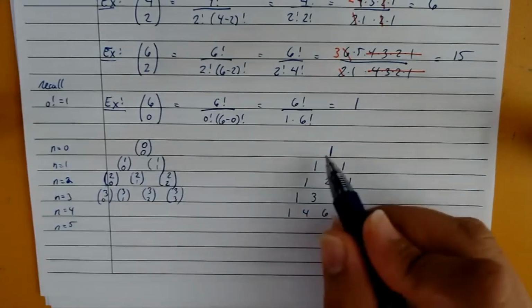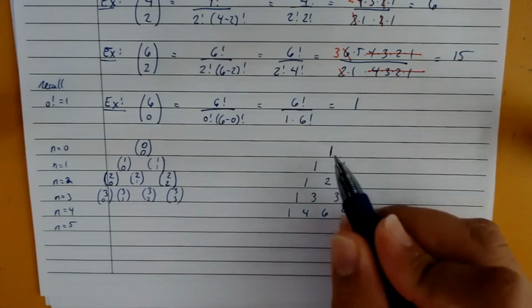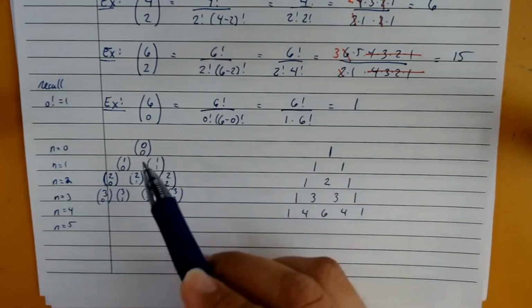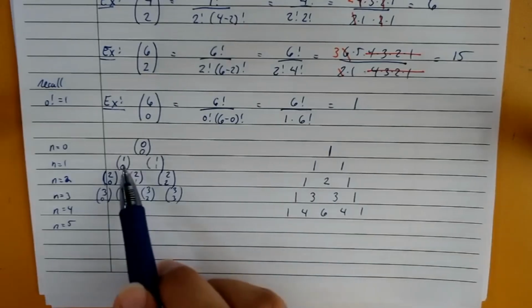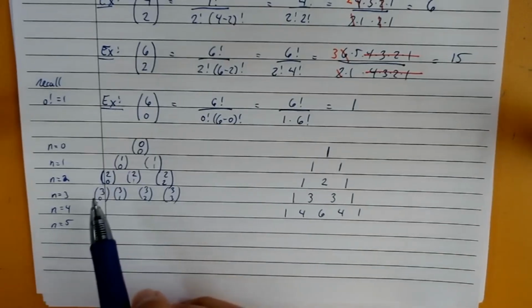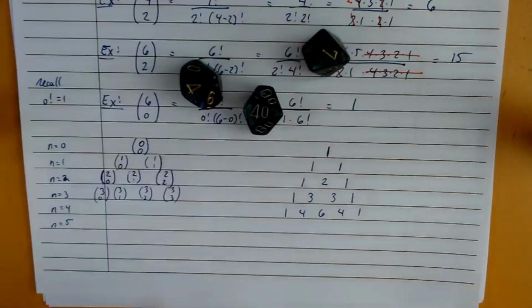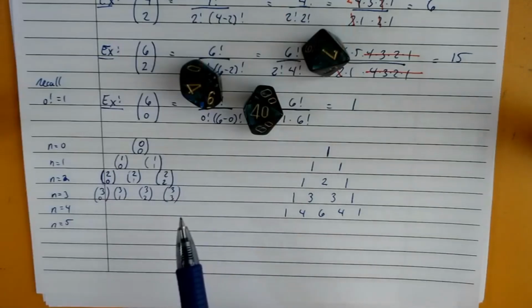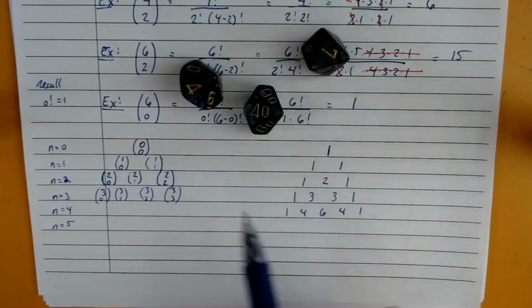All right, so the pattern is this. Notice that on the outside you always have the number 1. Because if you have 1 object or 2 objects or 3 objects or any number of objects, and I tell you, hey, here are some objects, choose 0 of them, well, then you just don't pick anything up. There's only one way to do that.